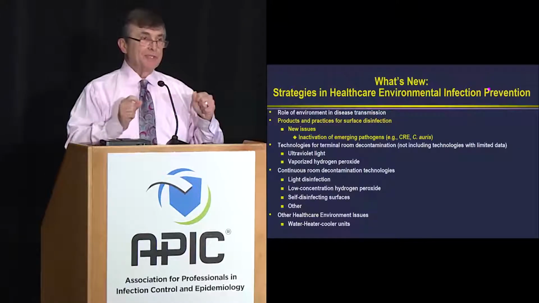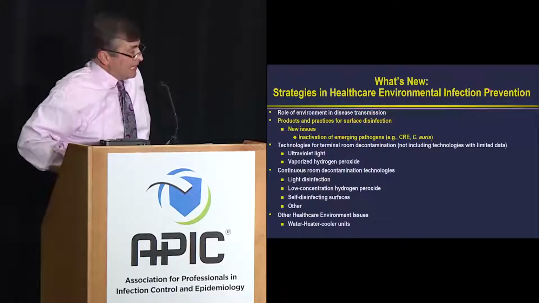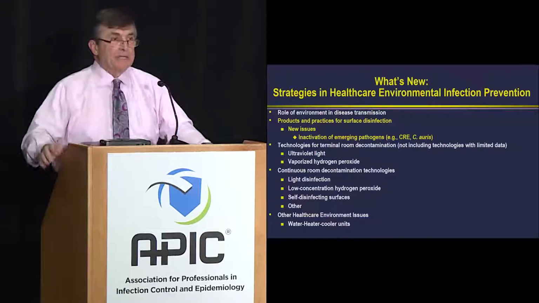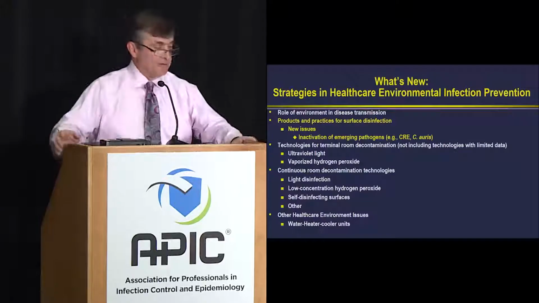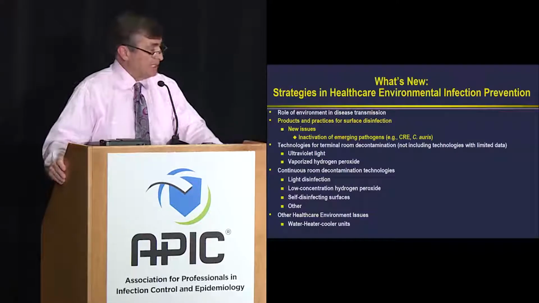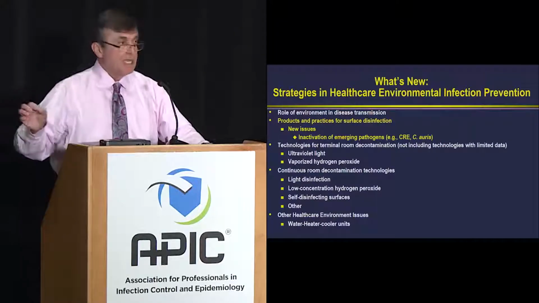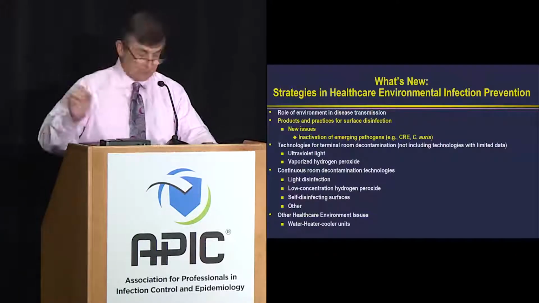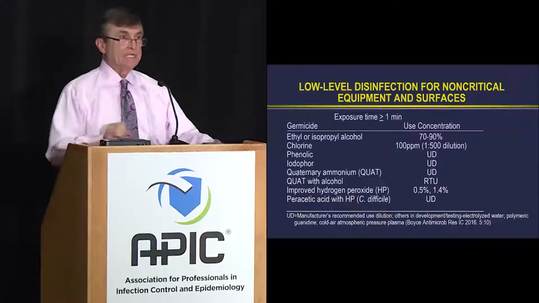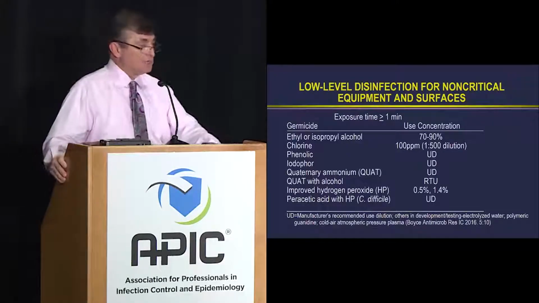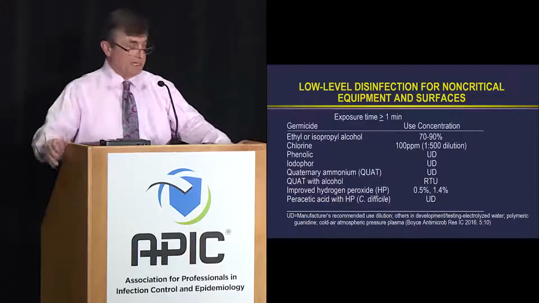Now let's go to the next topic, products and practices for surface disinfection and new issues. We're going to talk about some data that we have from UNC hospitals related to new pathogens such as carbapenem-resistant Enterobacteriaceae and of course Candida auris. And we're going to talk about data as it pertains to germicides, talk about data as it pertains to UV, and of course talk about some other germicides.